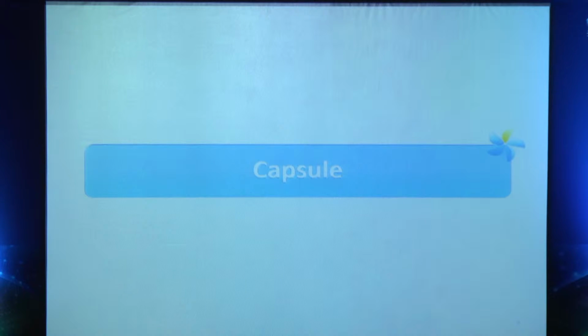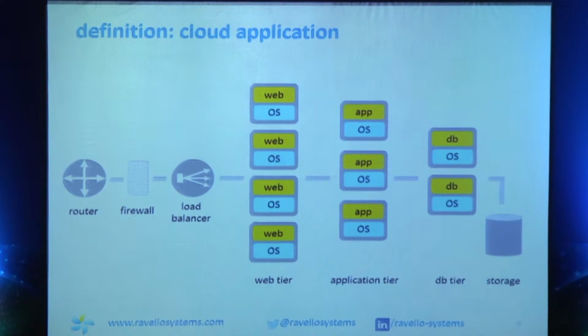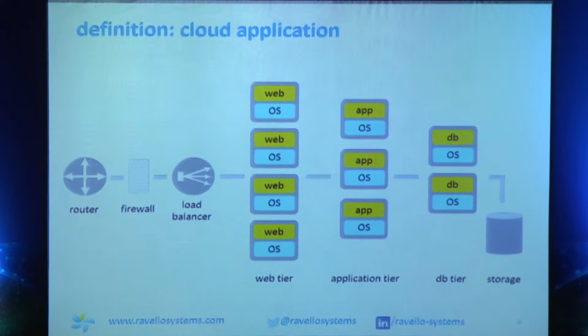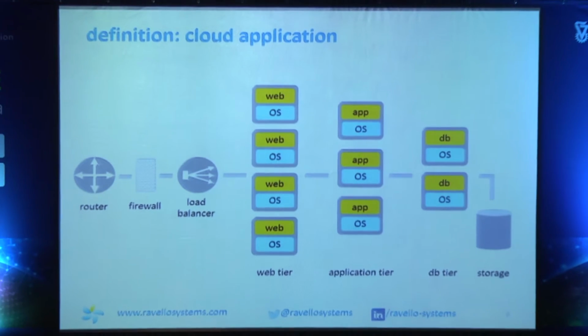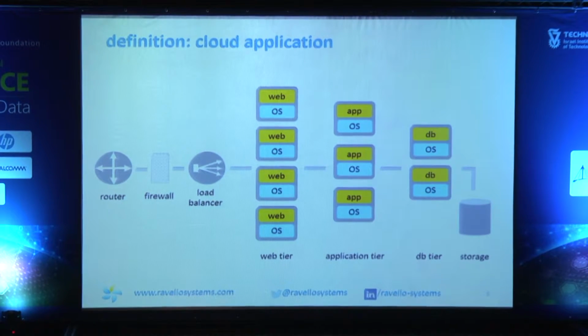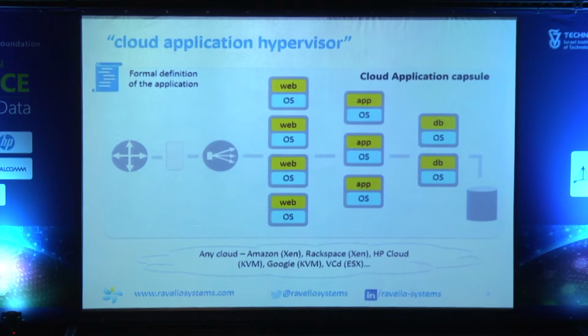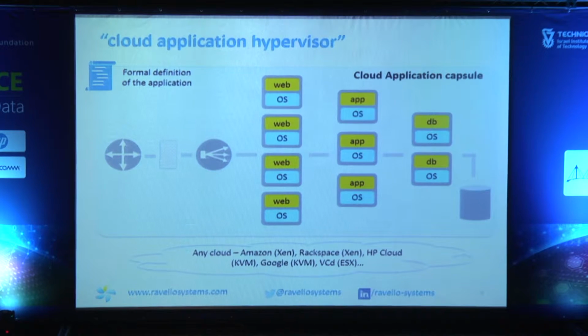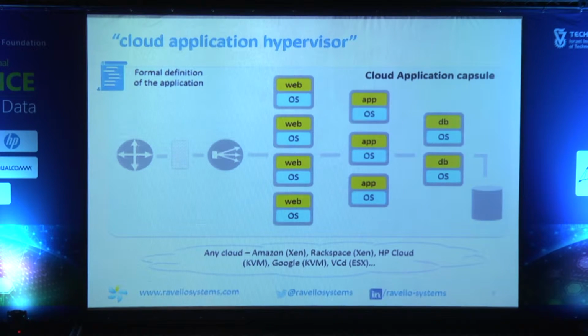And before I explain what we do and how we do it, which is more interesting to this crowd, I want to talk about the concept of a capsule. This picture shows you a typical application. You can see here a collection of about 9 virtual machines, storage, and a few virtual appliances like load balancer, firewall, and routers. What we are doing in Ravello is encapsulating all these elements in a new entity, which we call the Cloud Application Capsule.